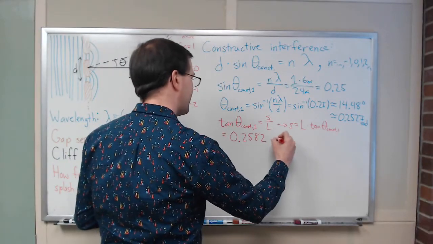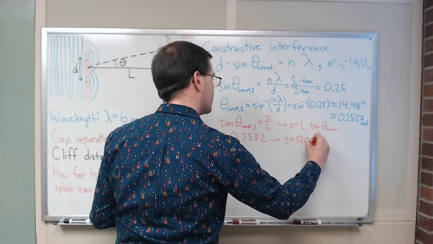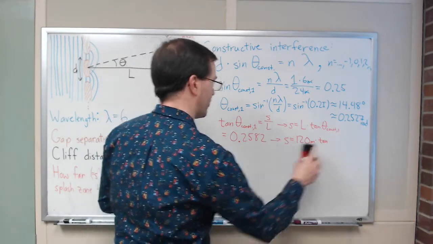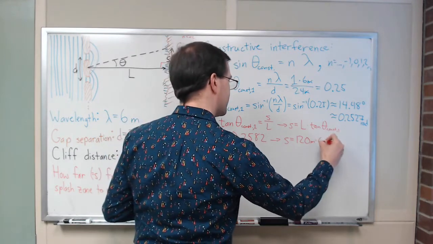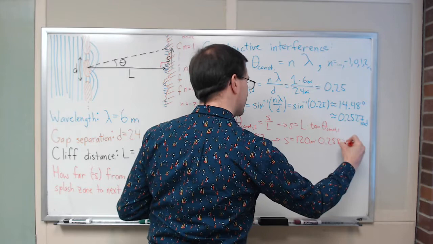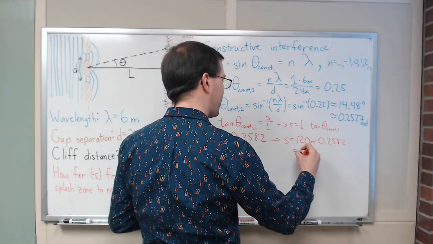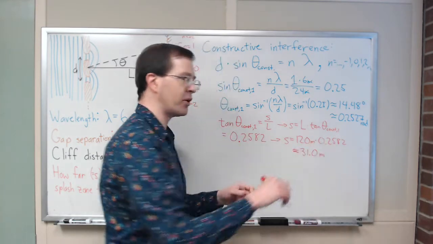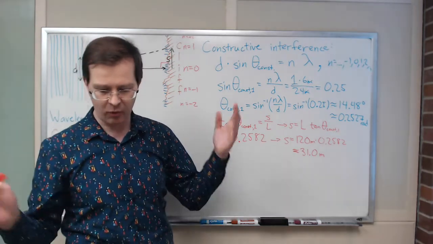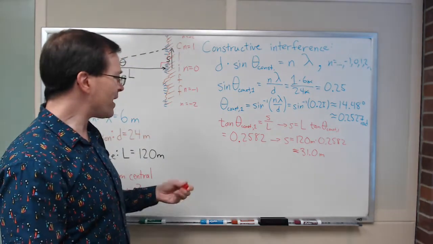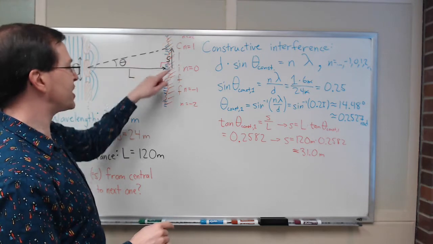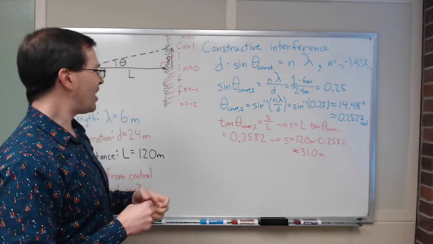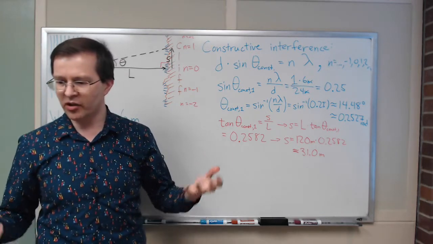And so that tells me that my S is equal to 120 meters times that tangent of that angle. I'll just put the number in. 120 meters times 0.2582. And when I multiply it, I get approximately 31.0 meters when I plug that into my calculator. I won't make you watch me type it in. So that's my answer. I have to walk 31 meters along the cliff to get from the first splashy point to the second splashy point, from one point of constructive interference to another. All right, so that's the basic answer here, and we could stop right here.